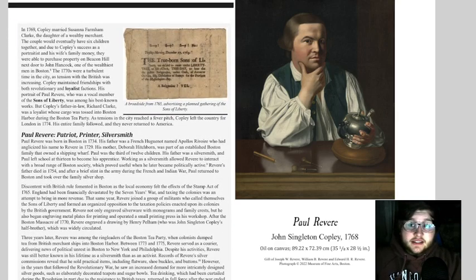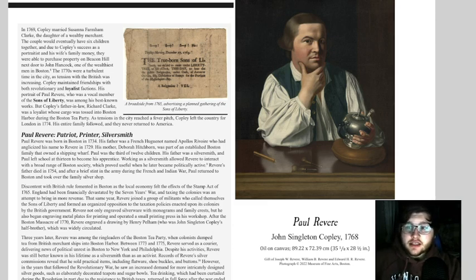In 1769, Copley married Susanna Farnham Clark, the daughter of a wealthy merchant. The couple would eventually have 6 children together, and due to Copley's success as a portraitist and his wife's family money, they were able to purchase a property on Beacon Hill, next door to John Hancock, one of the wealthiest men in Boston.